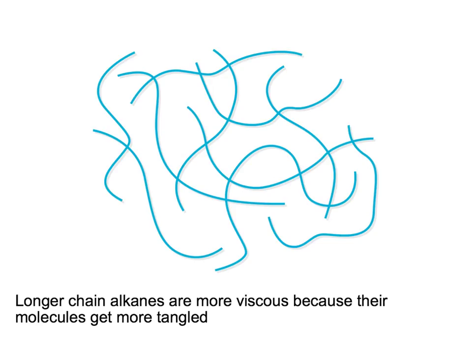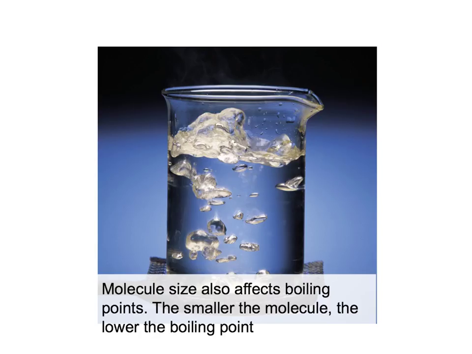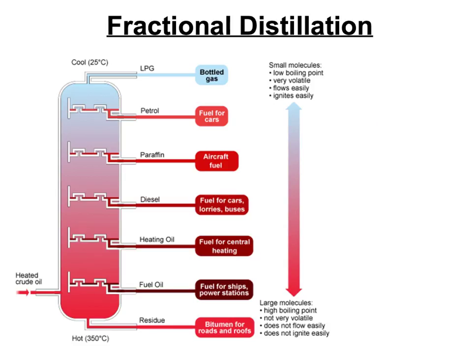Now, the more carbon atoms an alkane has, then the longer we say the chain length is. The fewer carbons an alkane has, then the shorter the chain length. Longer chain alkanes, or ones with more carbon atoms, are more viscous because their molecules get more tangled up because they are very long, and therefore there are more intermolecular forces present. The size of the molecule also affects the boiling points. The smaller the molecule, the lower the boiling point is. Now, this property allows us to separate crude oil through the process of fractional distillation.